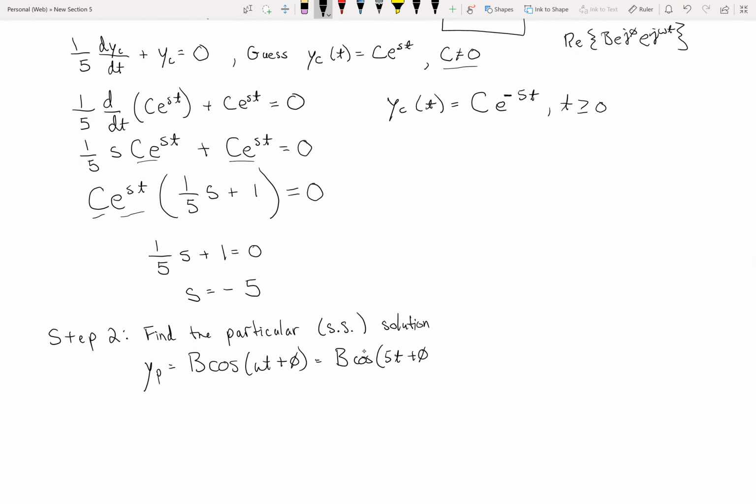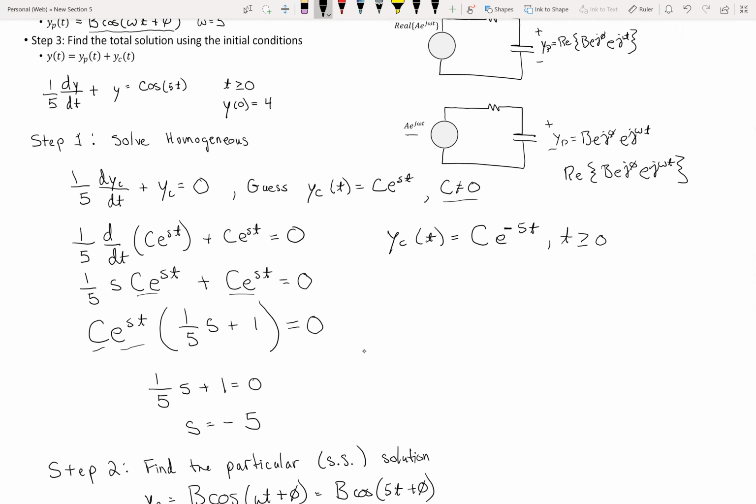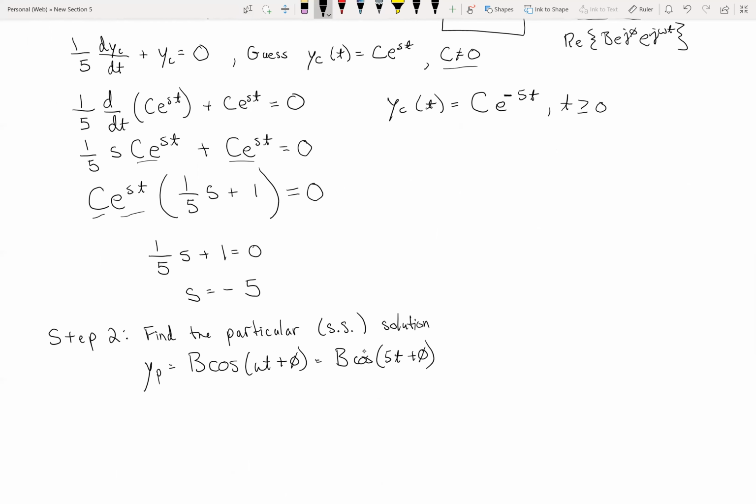And the thing I want to do is use the result we discussed previously, which is to say, if I convert my input cosine 5t to the phasor domain, and then I solve for the dynamic phasor for y sub p, then I take the real part of that, I will get back to this original guess, which is what happens in the real world, right? This is equal to the real part of b e to the j phi e to the j 5t.